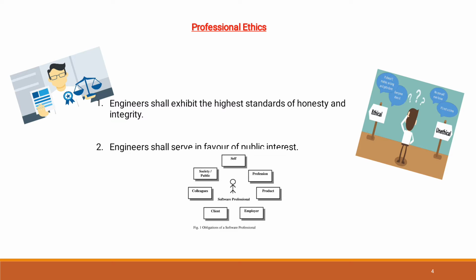The next slide is about professional ethics. Now, as you all can see, there are just 2 points which outline the professional ethics. While discussing the 2 points, I'll go into details. The first point reads, engineers shall exhibit the highest standards of honesty and integrity. There are many things which come under honesty and integrity of an engineer.